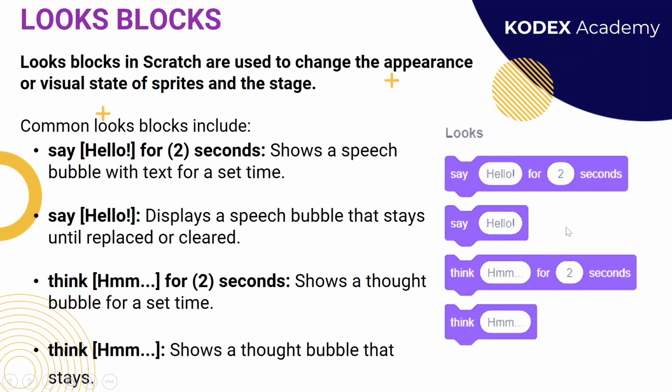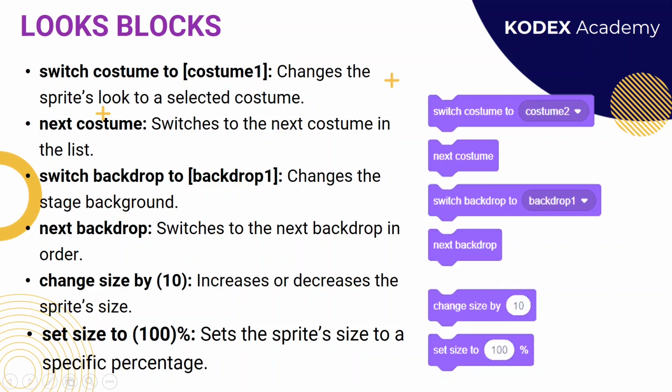Now the next one. Here you can see there are multiple look blocks which show very interesting effects in our animation. Like you can see this one, switch costume. Switch costume means when you want to change the look of your sprite. In Scratch there are multiple sprites available, and they have many costumes with different visual effects, different positions, and also different colors. You can switch your costume as per your animation's demand with the help of this block.